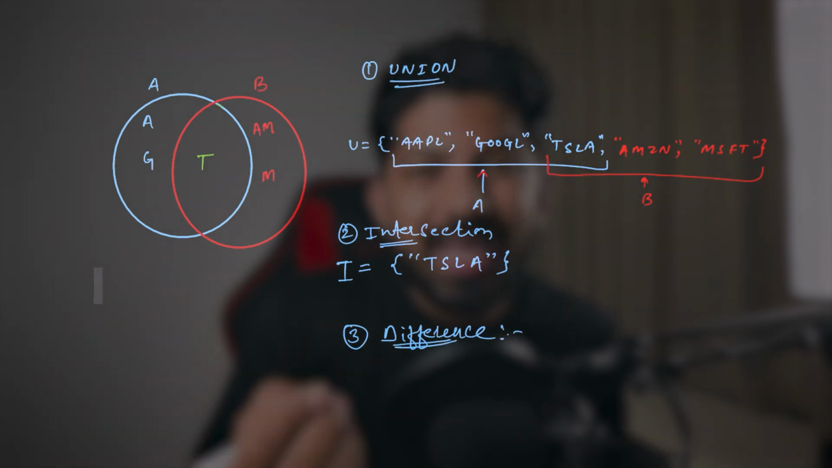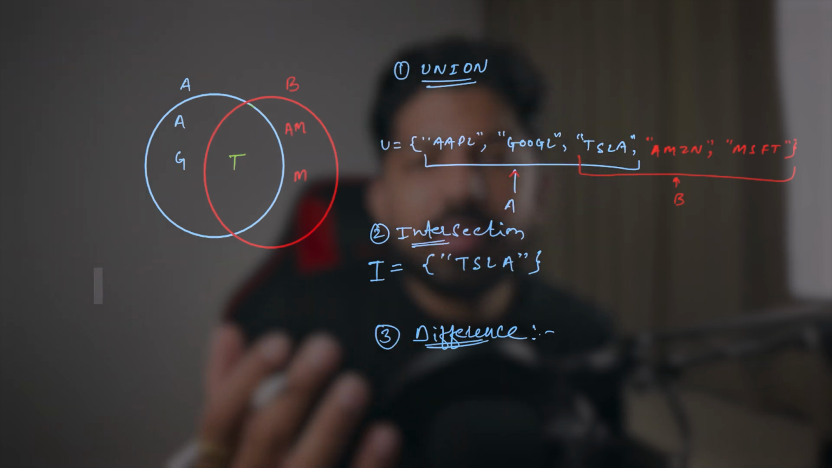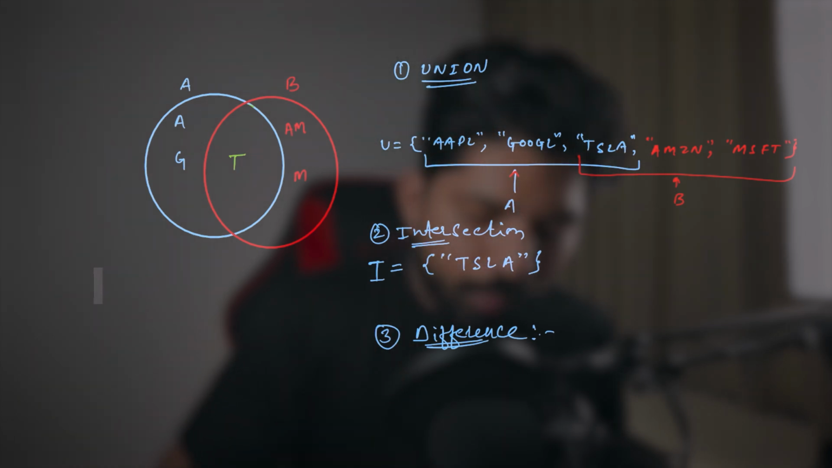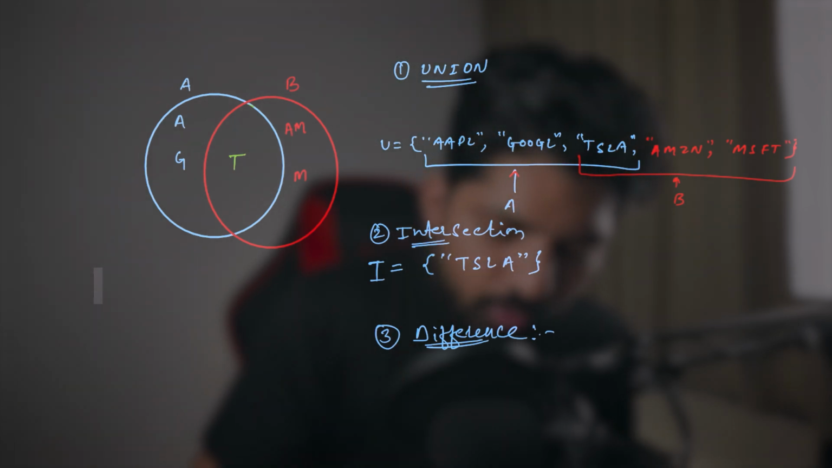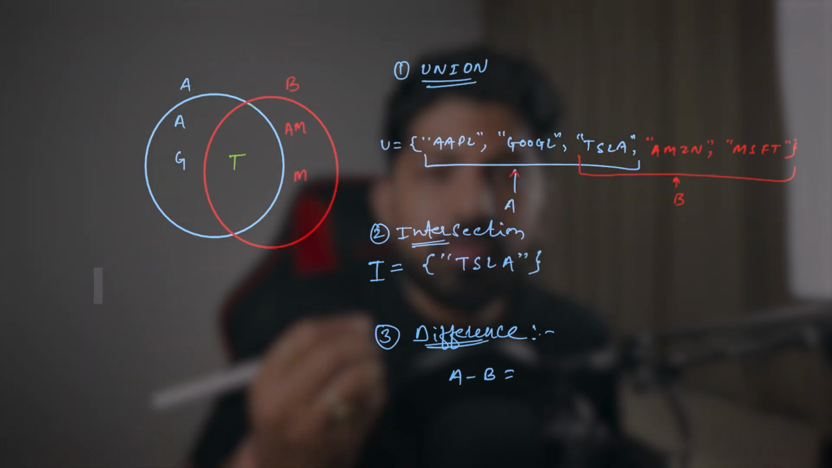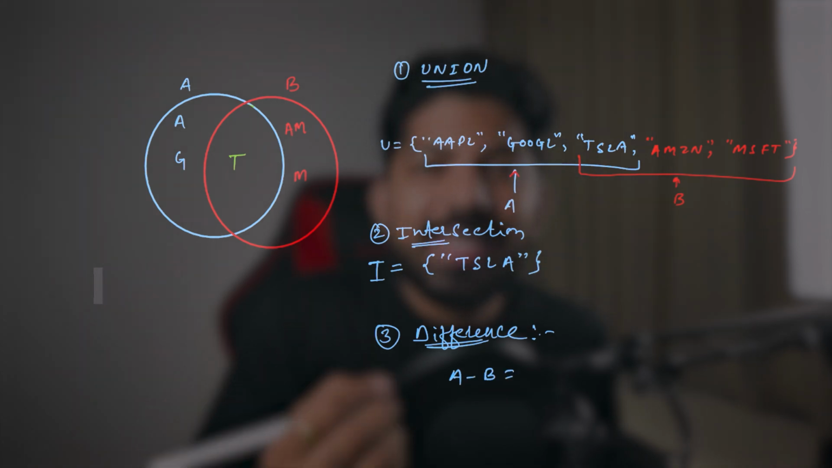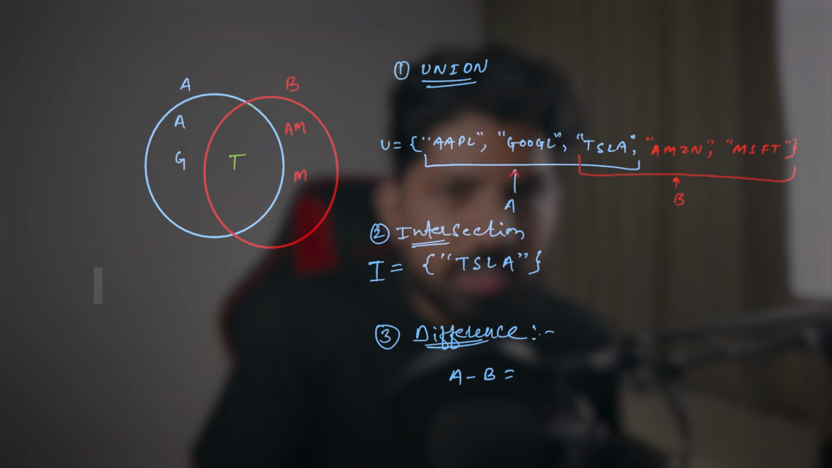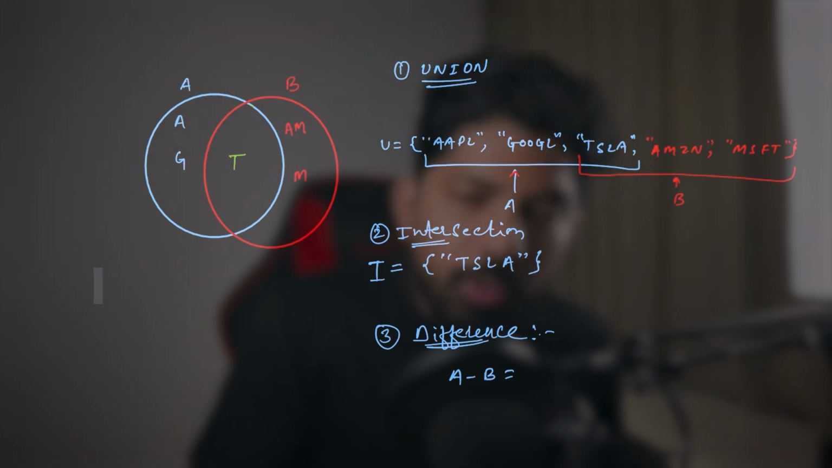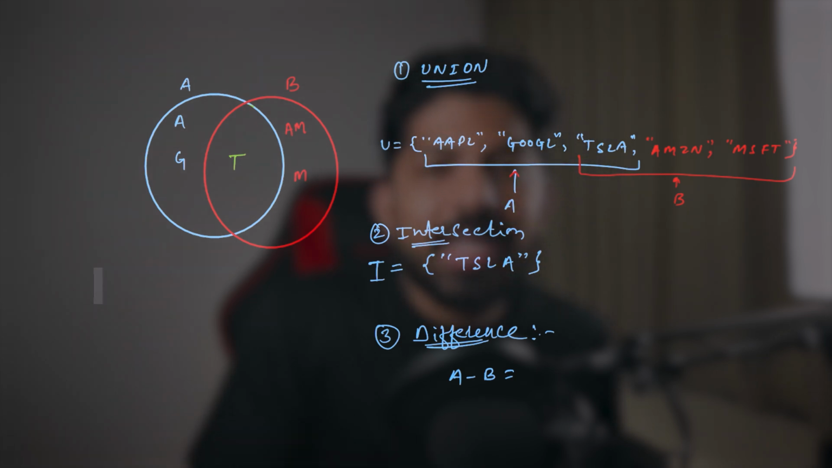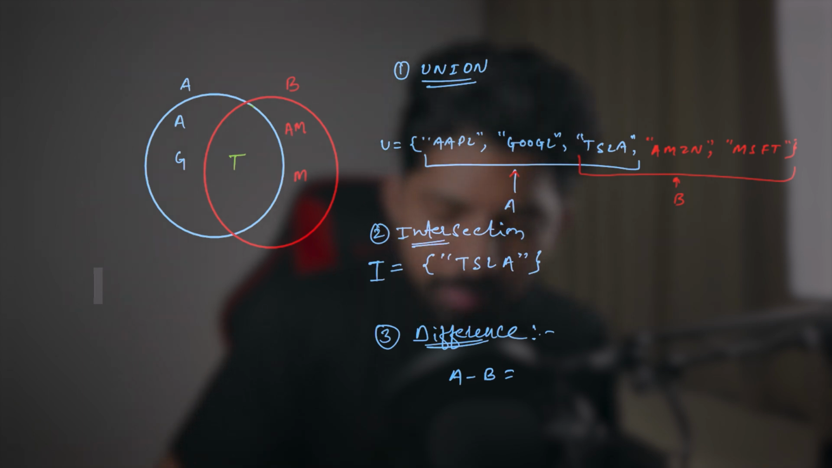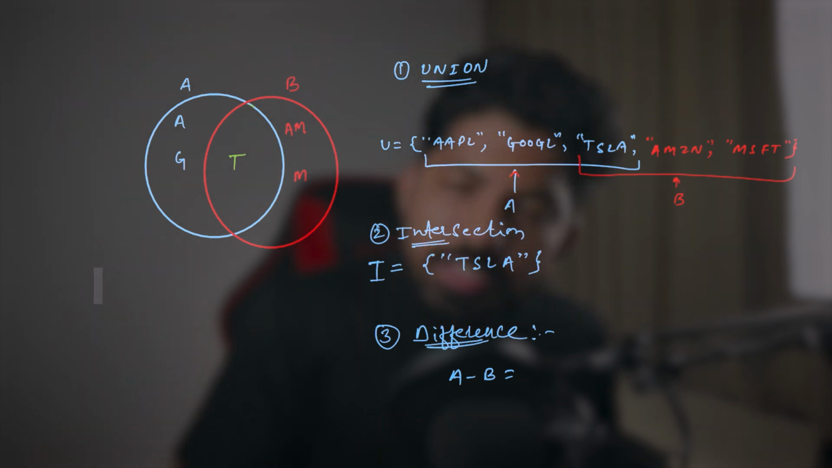Next we have difference. Difference is also, as the name suggests, we just take the difference of the elements. Let's say we are taking the difference of A minus B. In difference, first of all, we check if there is any common element. If yes, then just remove that. And then you check what are the remaining elements in set A. For example, if I did A difference B, then I know that Tesla is the common element.